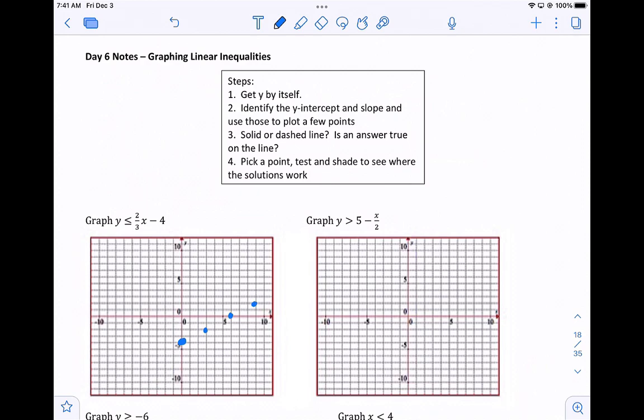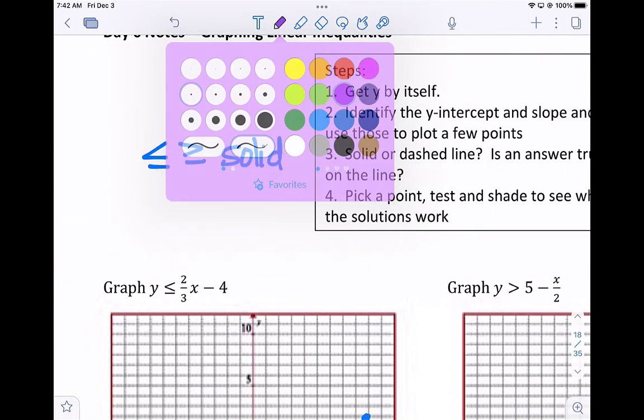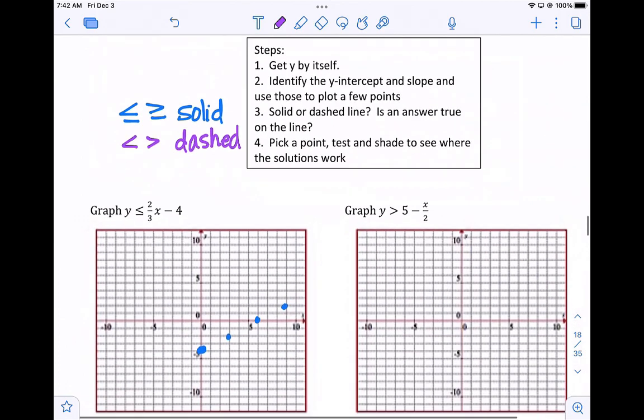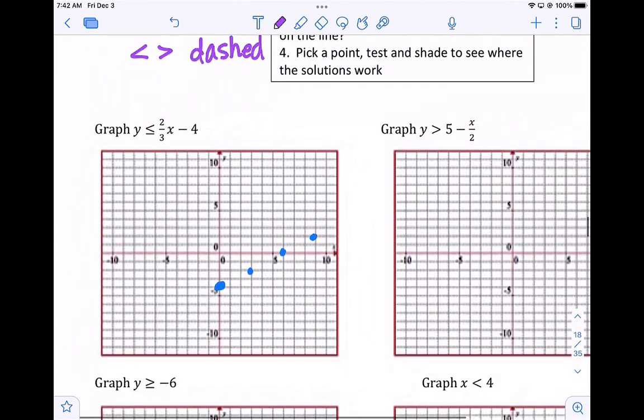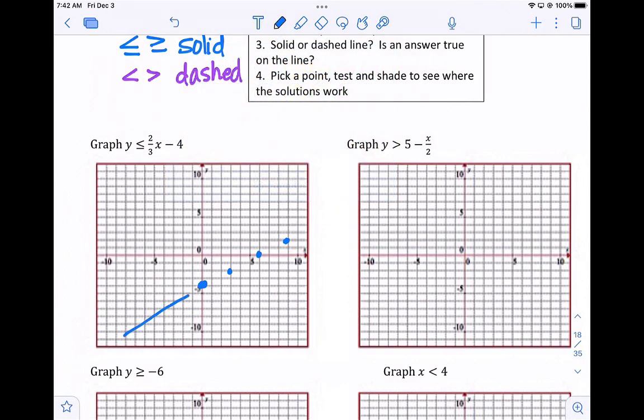Step 3 is, is the line solid or dashed? If there's an equal sign, so less than or equal to or greater than or equal to, that is going to be a solid line because that means the answer can be on the line. And if you have an inequality without the equal sign, it will be a dashed line because your answer is going to be above or below the line, but not on the line. So in the first example, there's an equal sign there, so it's a solid line, and it means our answer can be on the line.